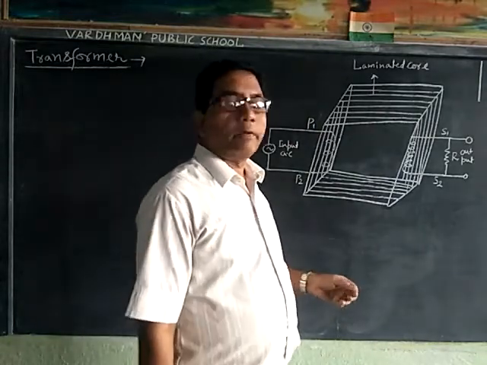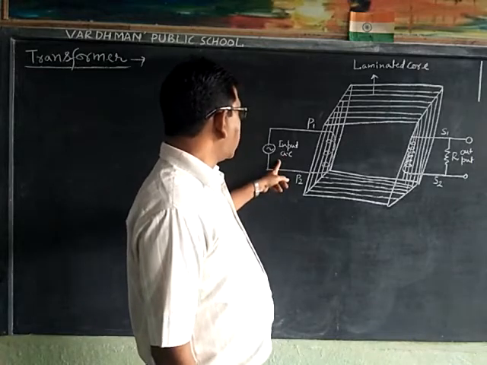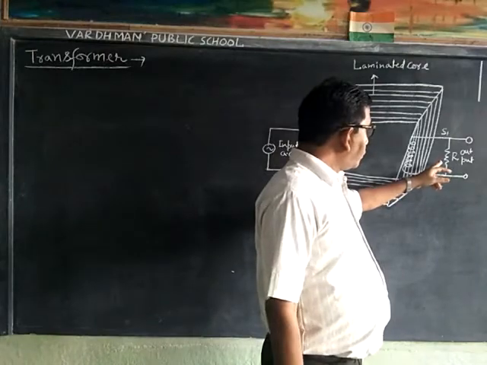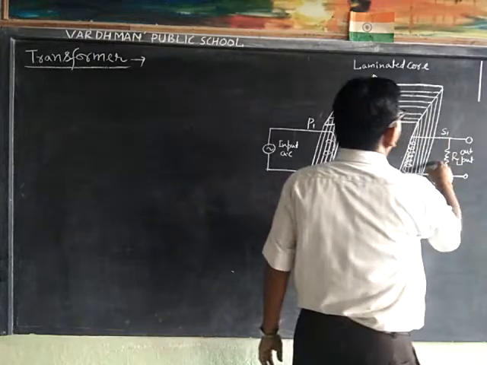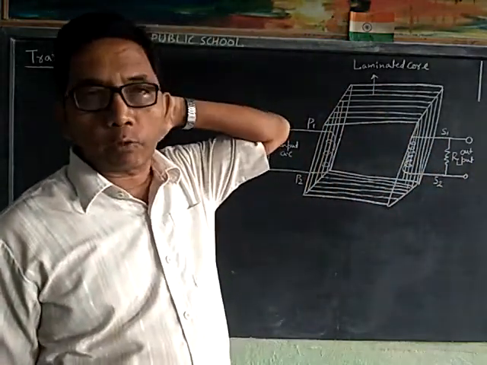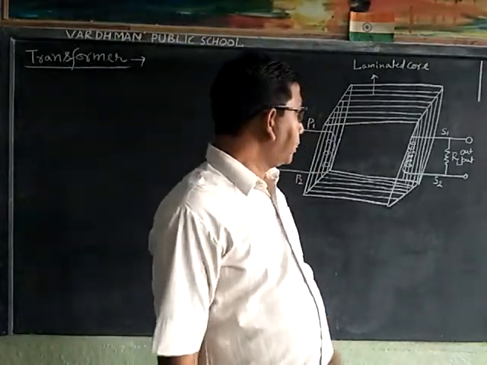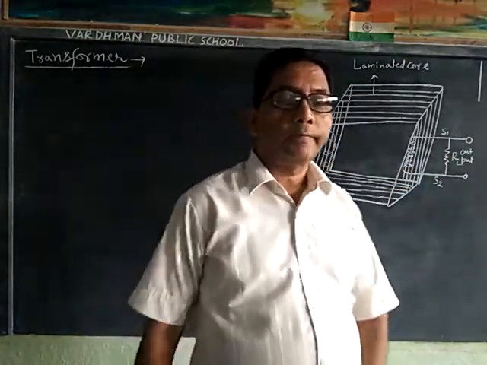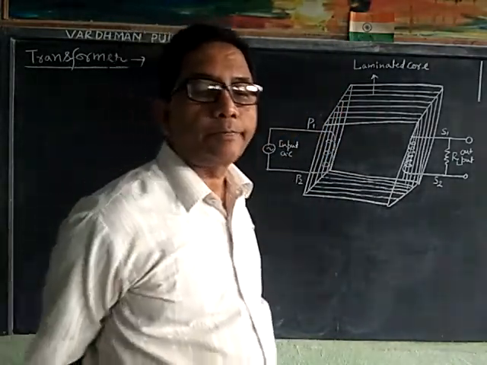The source of alternating EMF is connected to the primary coil and load resistance is connected to the secondary coil. Load resistance RL is joined to the secondary coil S1, S2. Output is taken across load resistance RL.